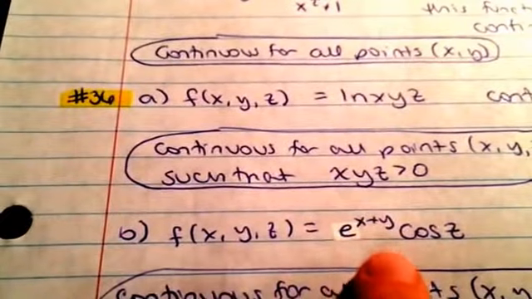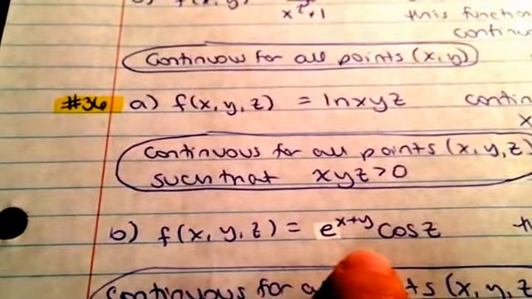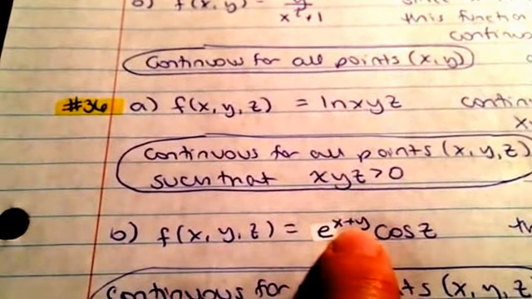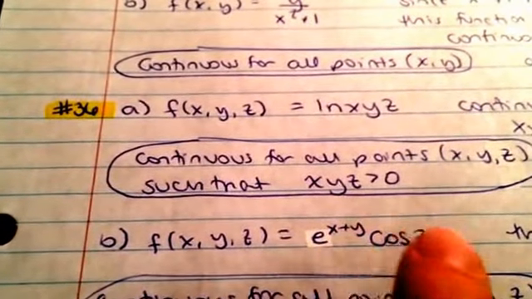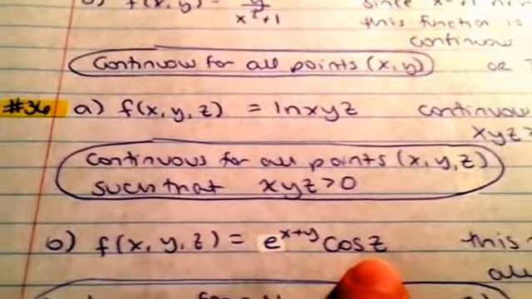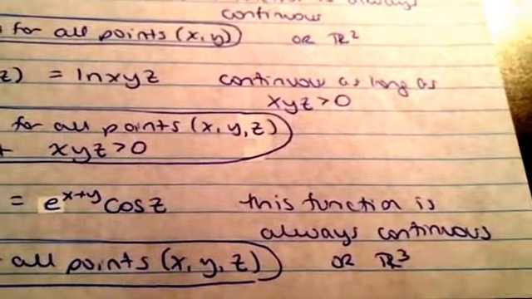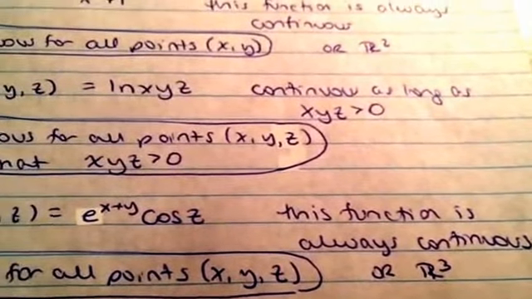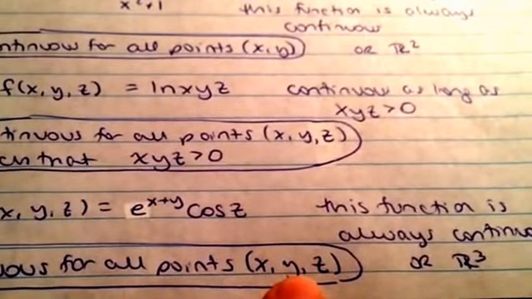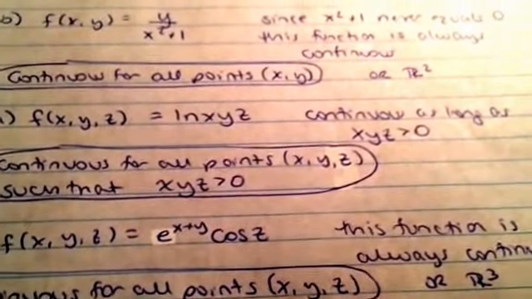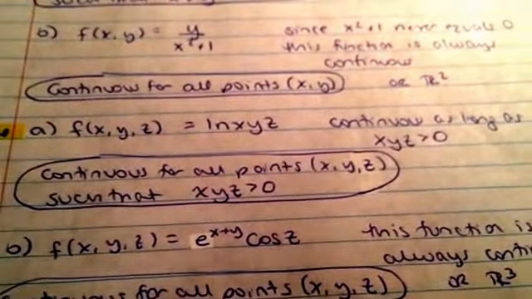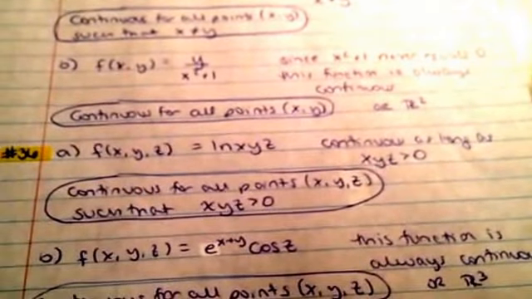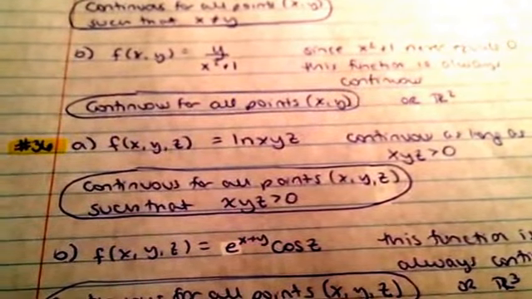All right, and then lastly, this one, part B, here you can put anything you want to in the power of an e. You can put anything you want to in a cosine. So this one is always continuous. Again, don't say for all real numbers. It would be for all ordered triples or for R3. Okay, so that's continuity, very similar to what we were doing in domain. So it's just like the domain problems from before.